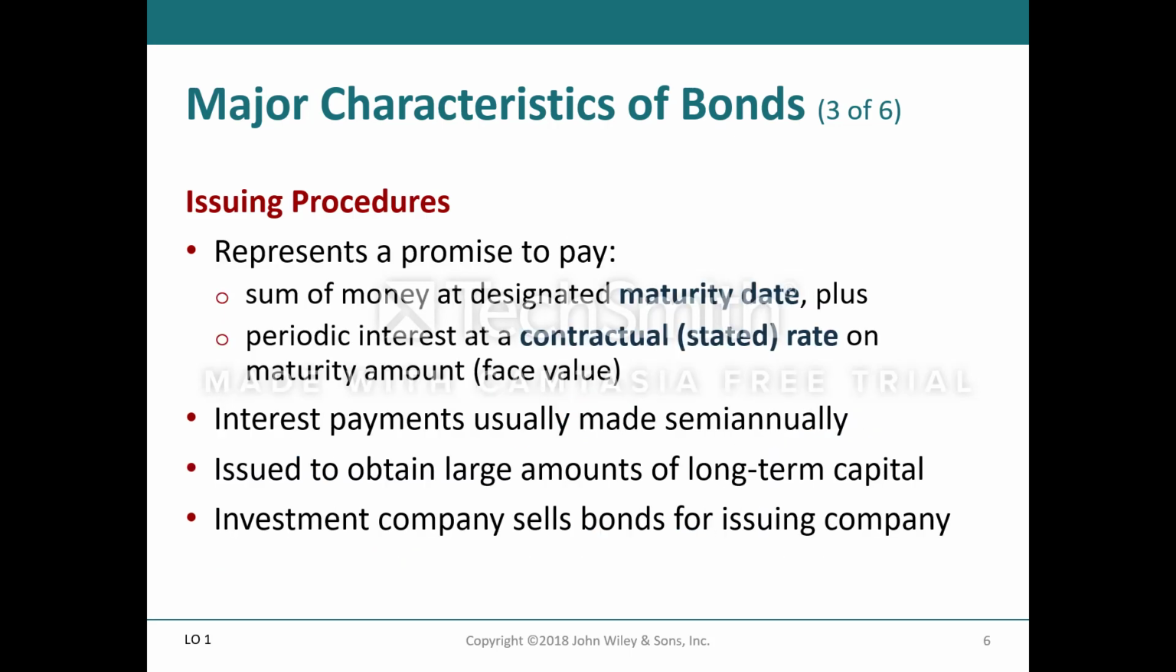Bonds normally represent a promise to pay some amount at a designated maturity date, plus periodic interest at a contractual stated rate on the maturity amount, or the face value. Interest payments usually are made semi-annually. Bonds are issued to obtain large amounts of long-term capital. An investment company sells bonds for the issuing company.